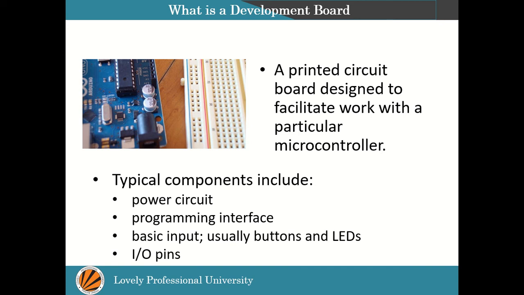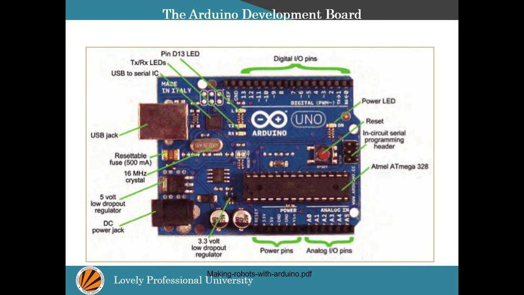So what are the typical components included in a development board? Basically, they are the power circuit, programming interface, basic input, usually the buttons and the LEDs, and the IO pins, that is your input and output pins. Looking into the development board, the pins are labeled here. We have the digital input output pins. You can see we have labeled all these pins from 0 to 13 here.